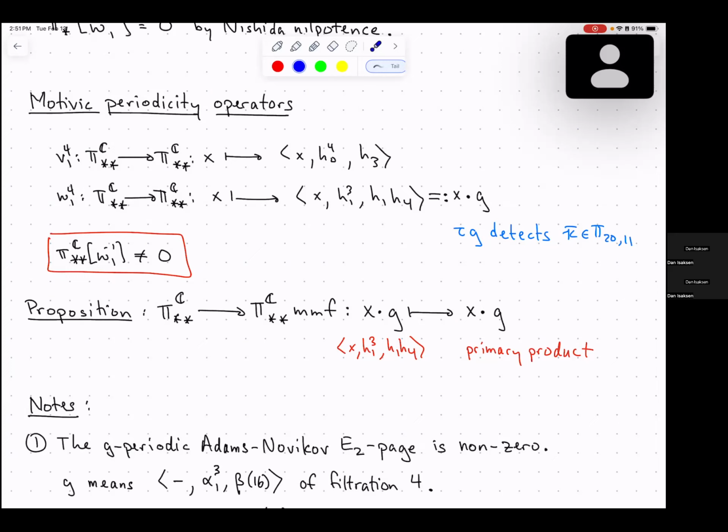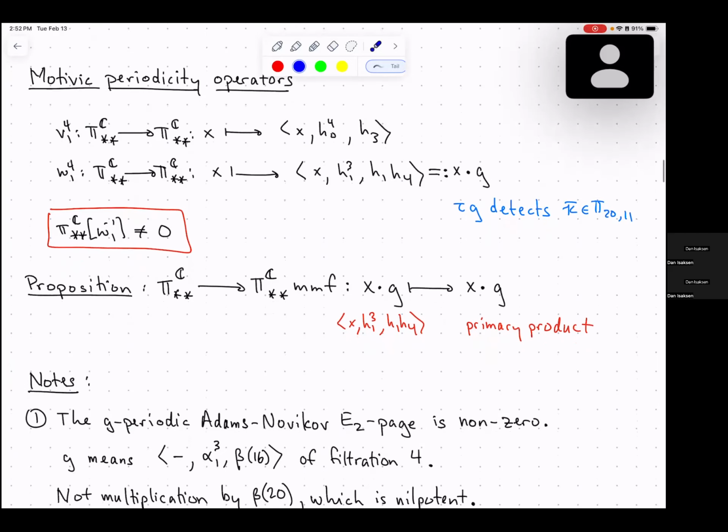Just like with atom periodicity, exactly. And that kind of explains the reason I state this proposition: I'm trying to motivate this notation. Why am I calling this times G? What does this have to do with G? Well, it has a lot to do with G. Over MMF, it's literally multiplication by G. So we'll use that same notation for the sphere, although again, we mean the function G applied to the element X.